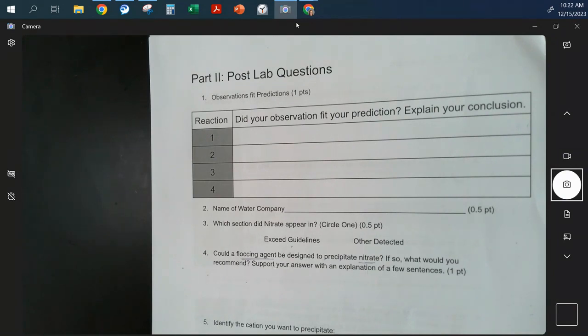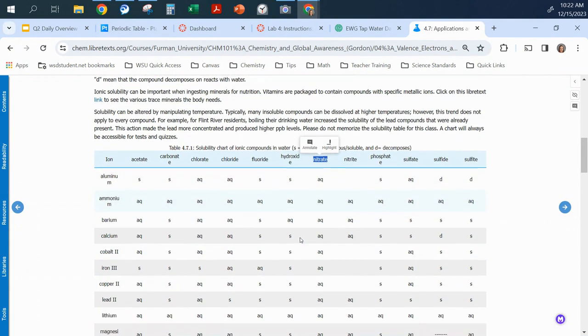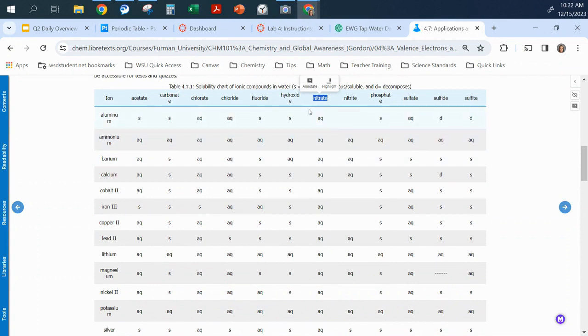So it looks like from this table, there are no ions that will precipitate nitrate. Nothing, everything that we have on this chart will leave nitrate in the aqueous phase. It's going to be dissolved. Everything that we add is not going to precipitate nitrate. So therefore, we can't make a flocking agent that's going to make nitrate precipitate. So nitrate's a little bit tricky.